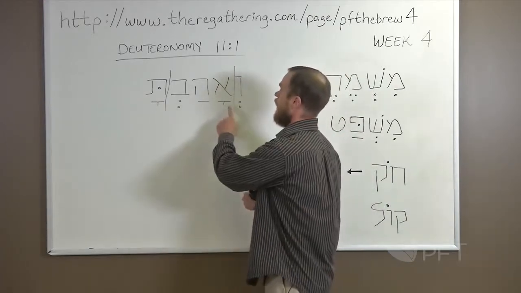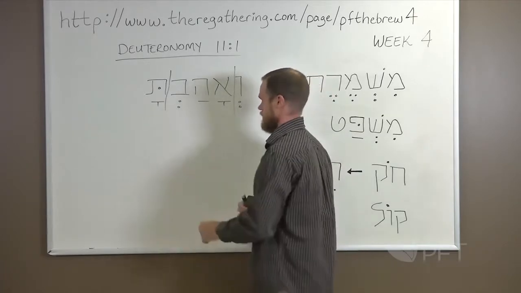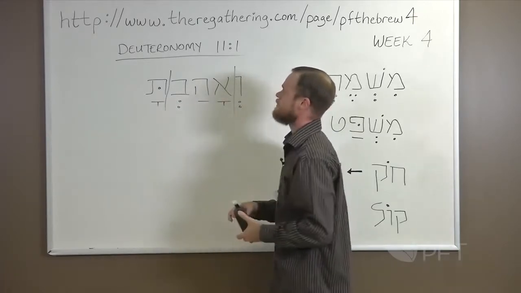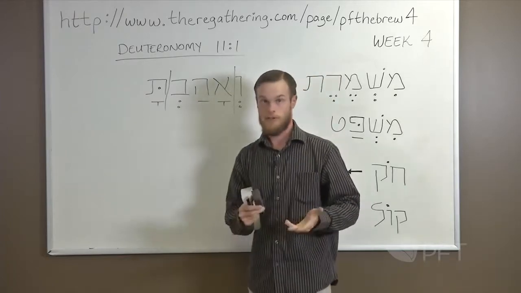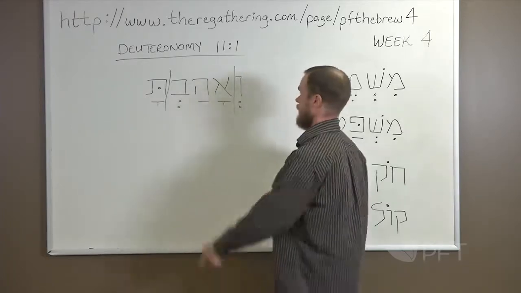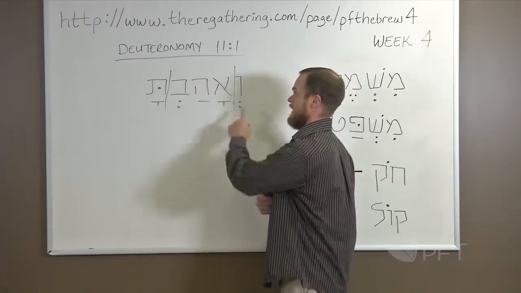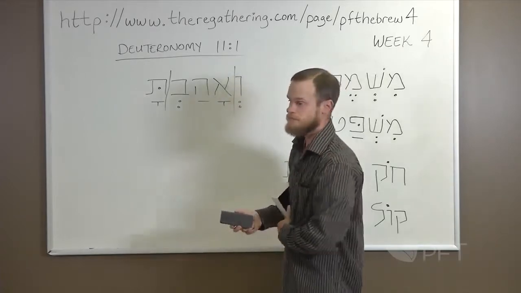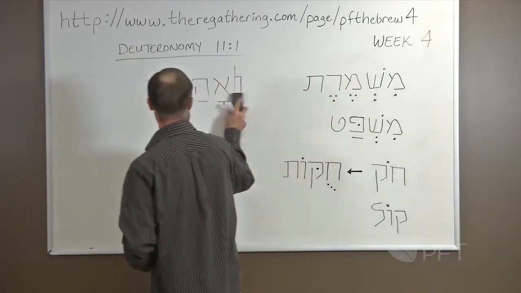Okay, ahav ta is the second person masculine singular, and this is the past tense. Ahav ta means you, masculine singular, loved. And the vav inverts, so this means and you will love.